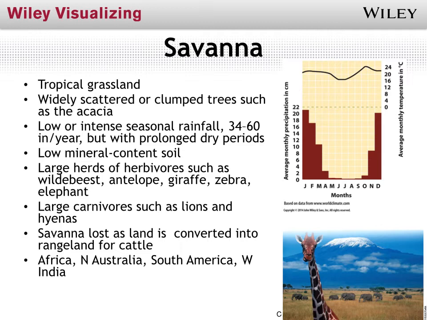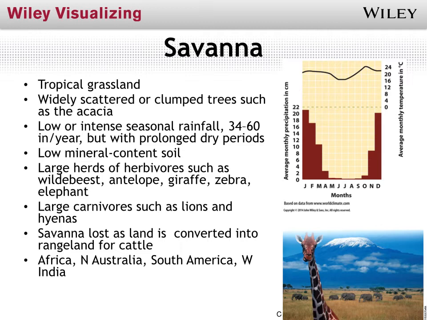Then we have areas that are called savannas, kind of tropical grassland areas that may have scattered clumps of trees, typically things like something in the acacia family, mesquite, or various types of acacia like catclaw acacia. Low or very intense seasonal rainfalls, where they might get 30 to 60 inches of rainfall a year, but even more extreme than in areas like Redding, they have very long dry periods with only very short but maybe intense periods of rainfall.